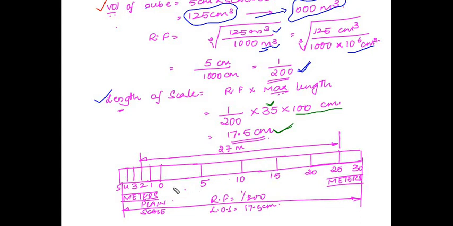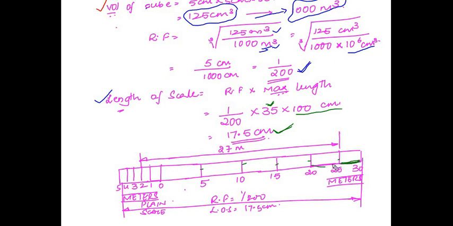I can divide it into 5 parts, each part representing 7 meters, or I can divide it into 7 parts, each part representing 5 meters. Either way is correct. So I have chosen to divide this scale into 7 equal parts. So 1, 2, 3, 4, 5, 6, and this is the 7th part. So again, as usual, we will leave the first division, first part, and then we will start writing the numbers. So each part here is representing 5 meters. Please remember that we have divided 35 meters into 7 equal parts.